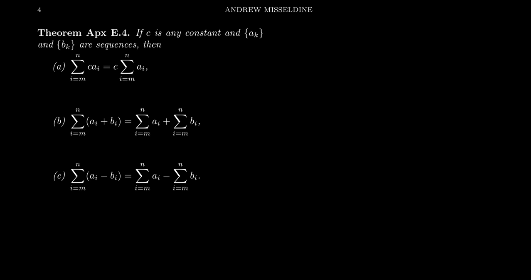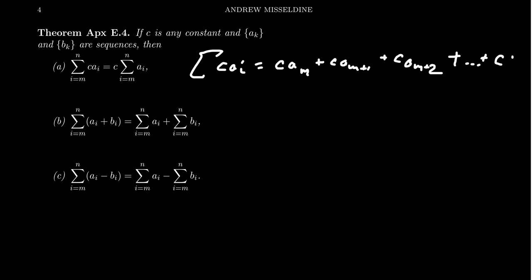So the first one I want to mention here is that if you have some sum of a sequence, and there's a constant multiple in front of your sequence, you can actually factor it out in front of the sequence. The justification of this is actually pretty simple, because if you have the sum of c times a_i, what this means is you take c times a_m plus c times a_(m+1) plus c times a_(m+2), and you proceed all the way down to the last term, c times a_n.